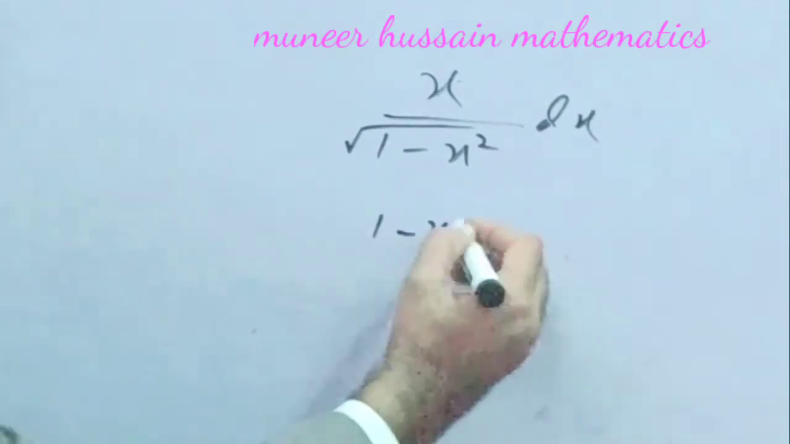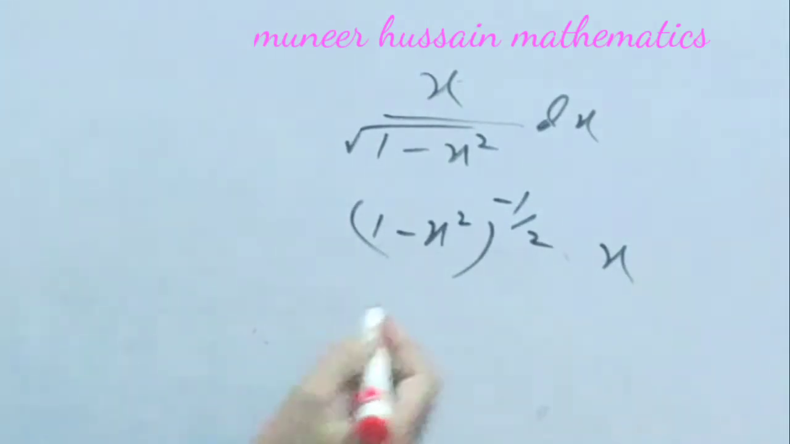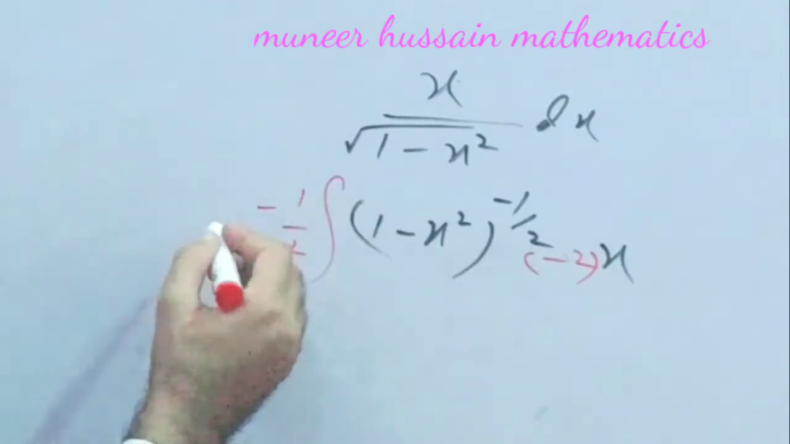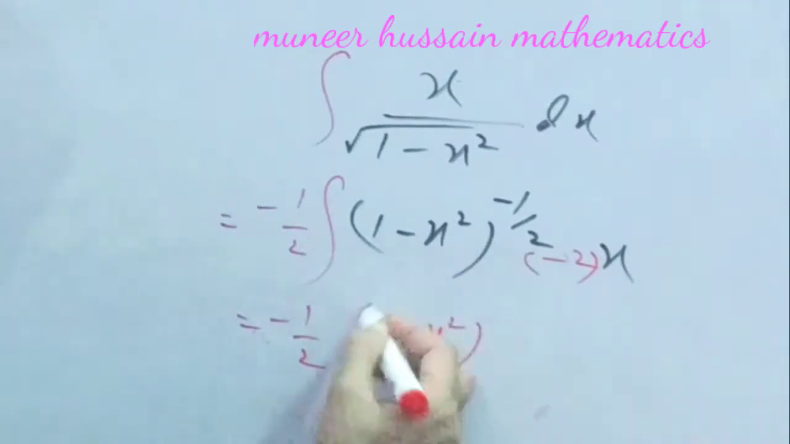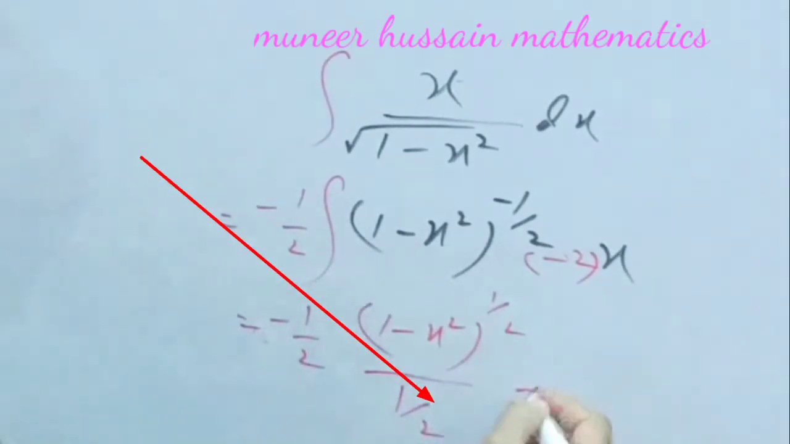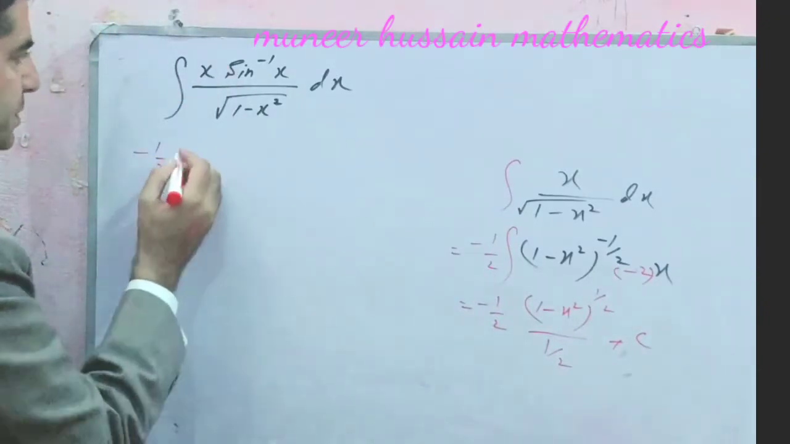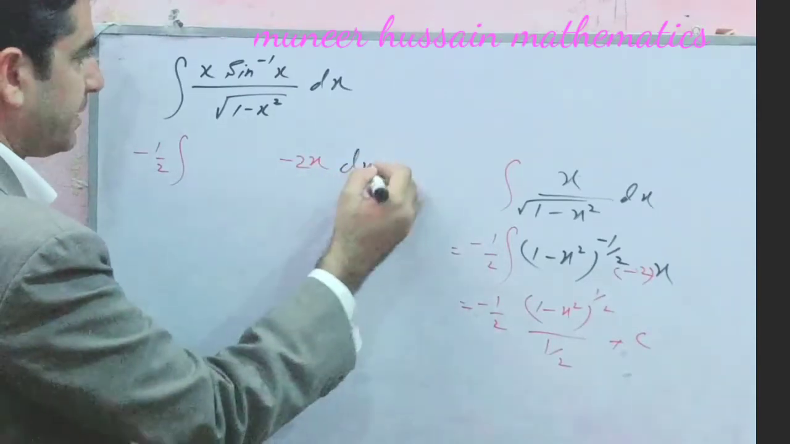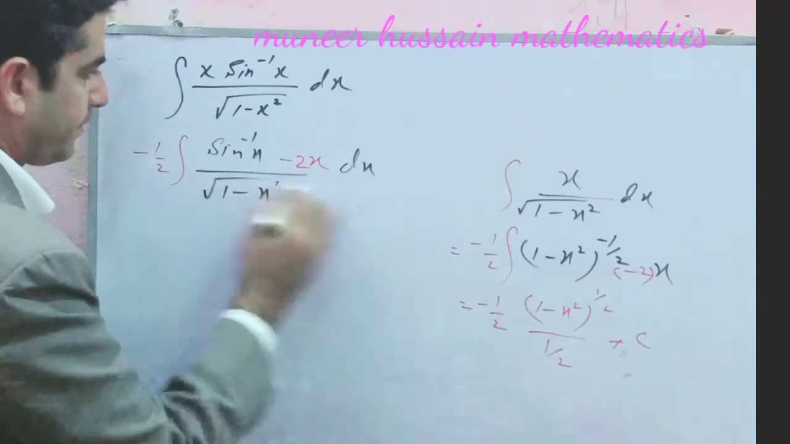So 1 minus x square is to the power minus 1 by 2, and here it is x. So its differential is minus 2x, that should be there, so minus 1 by 2 should be outside. Now we can apply the power rule: 1 minus x square to the 1 by 2 over 1 by 2, plus c. We shall keep this in our mind, and now solve this: minus 1 by 2, and here minus 2x, and the remaining things are the same, sine inverse x over square root of 1 minus x square.